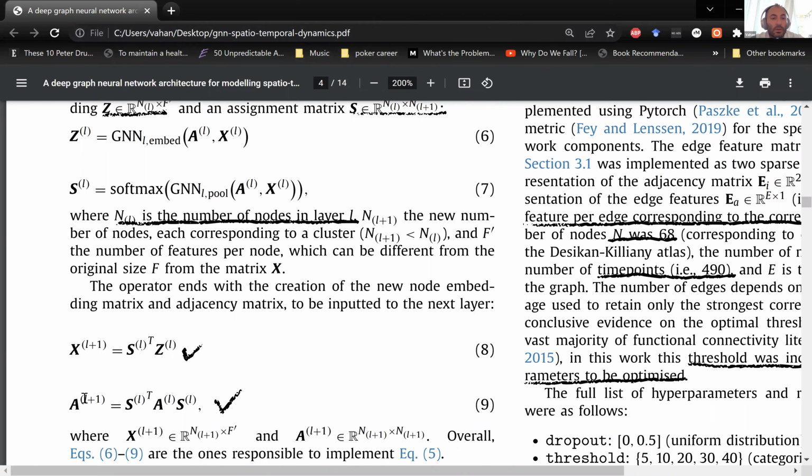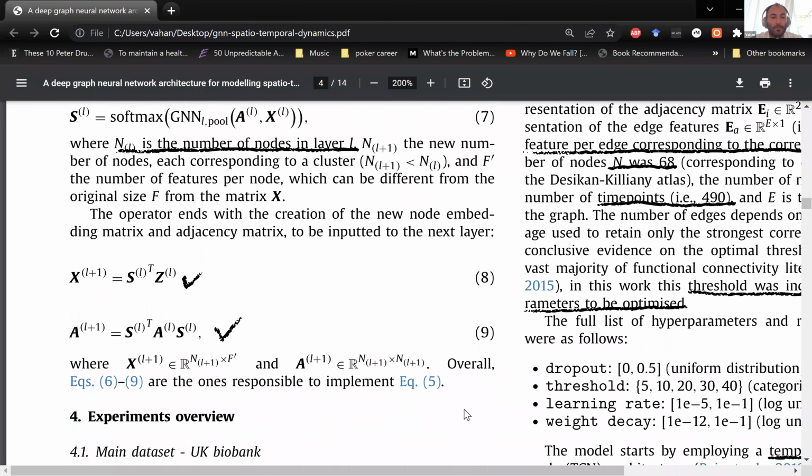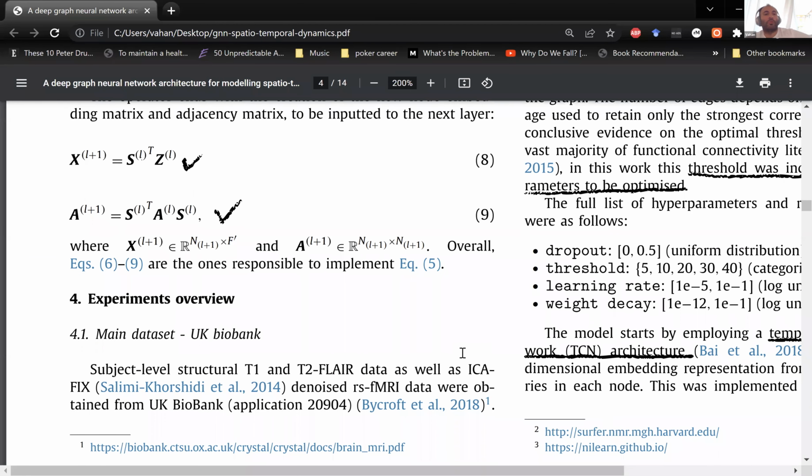Similarly, if you look at the A matrix, because we multiplied A with an S on both sides, we keep it square, but we kind of shrink it into a single number. Okay? More comments before we speak about experiments.